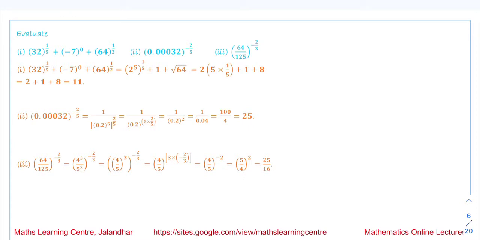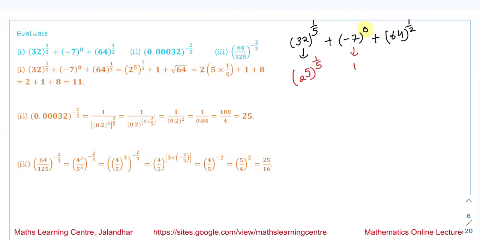Next, we solve some problems based on these formulas, to practice them. In the first part we have 32 raised to the power 1 by 5 plus minus 7 raised to the power 0 plus 64 raised to the power 1 by 2. 32 raised to the power 1 by 5 means 2 raised to the power 5, raised to the power 1 by 5. For the second value, the power is 0. Whenever the power of a real number is 0, its answer is 1.